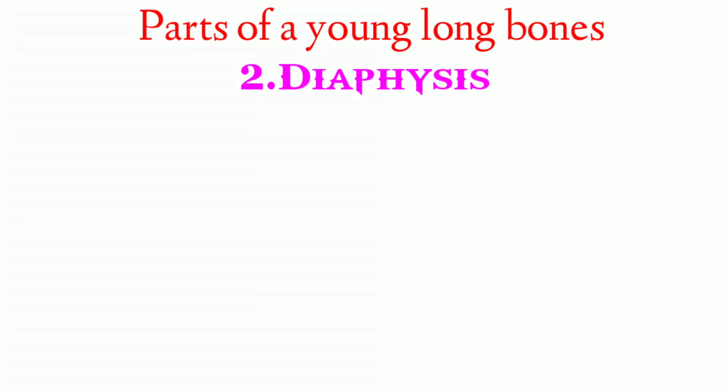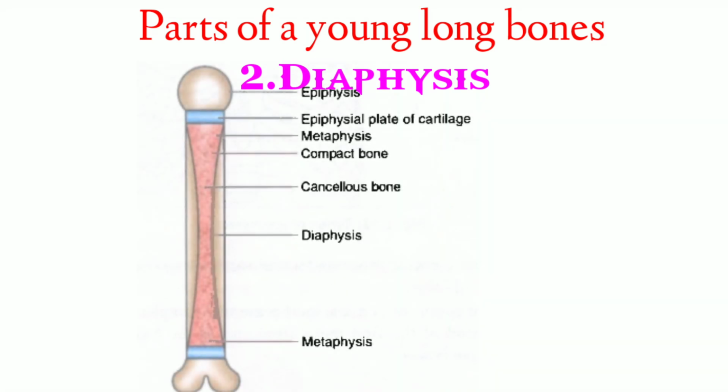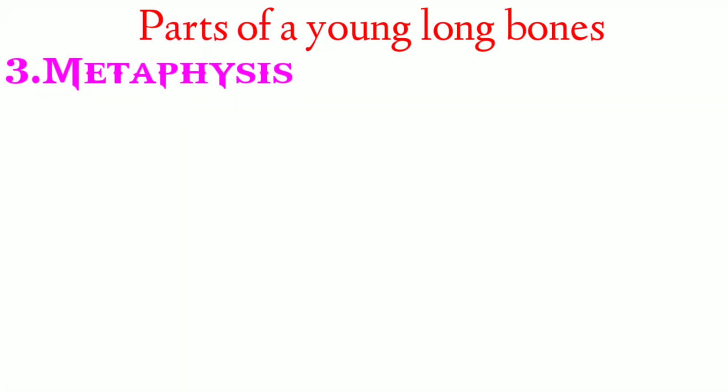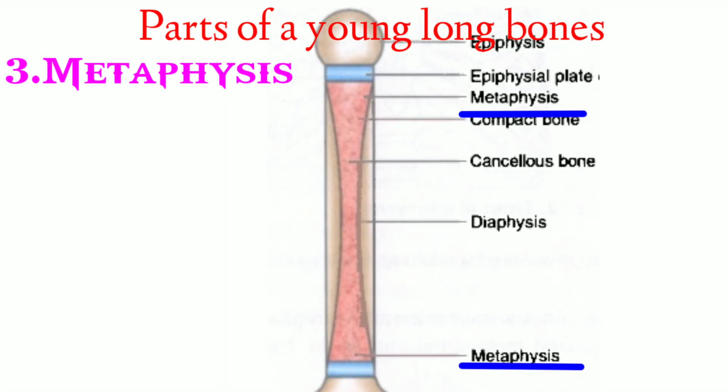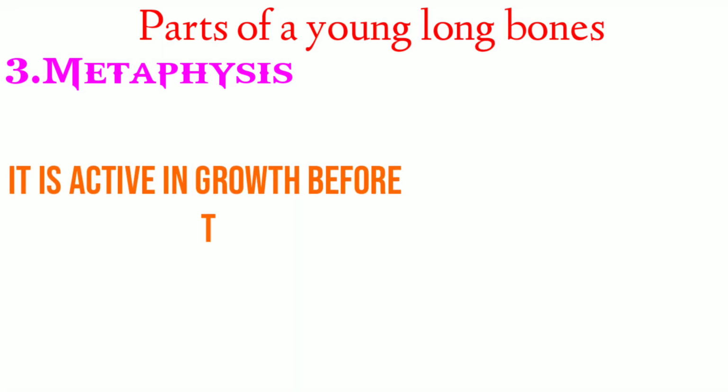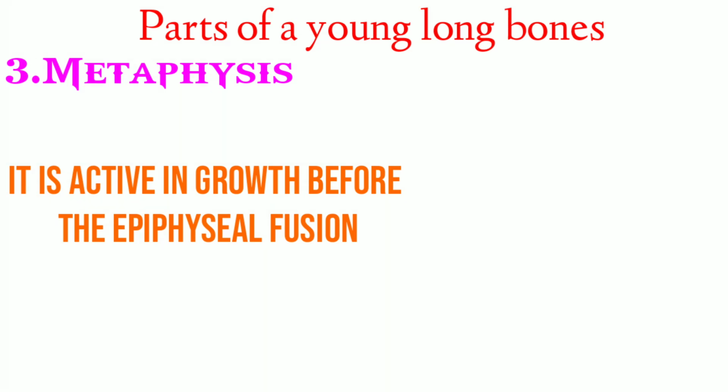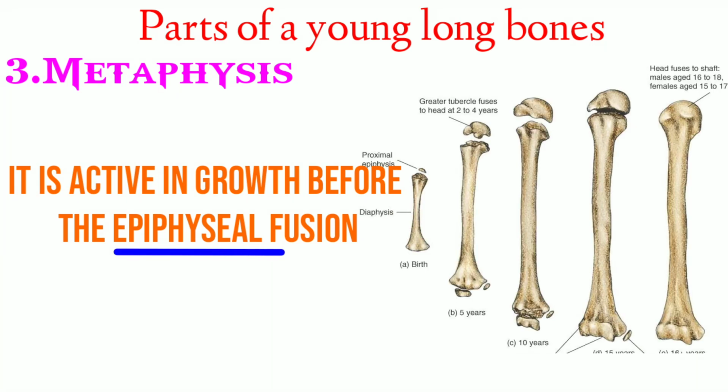The next one, diaphysis. It is the shaft of a long bone which is made up of compact bone as cortex and has a medullary cavity inside. The next part is metaphysis. The ends of the diaphysis which attach to the epiphysis are called metaphysis. The metaphysis is the zone of active growth. They are active in growth before the epiphyseal fusion, which is fusion of the epiphysis with the diaphysis.